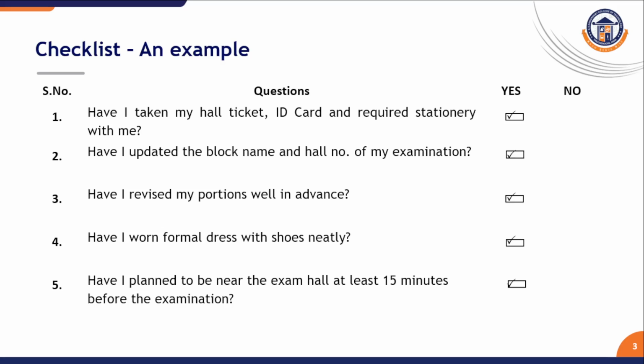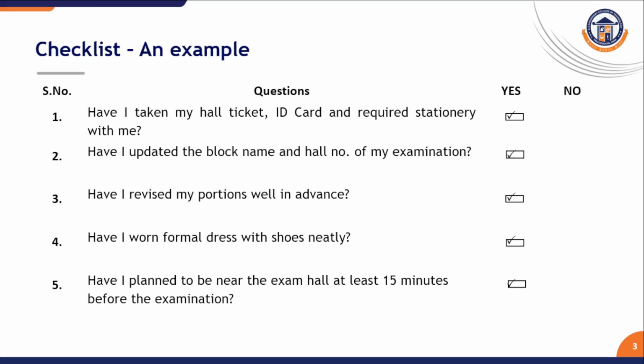Similarly, have I revised my portions well in advance? Before going to the examination, you may have some assurance, or maybe you may feel that, have I prepared for the portions. It means that if it is positive, you have to put a tick mark. Have I worn a formal dress with the shoes neatly? If the positive statement is yes, you have to put a tick mark.